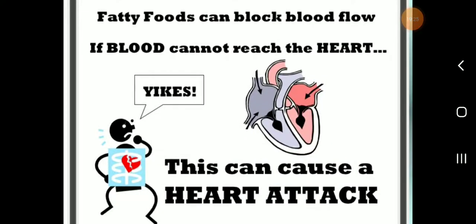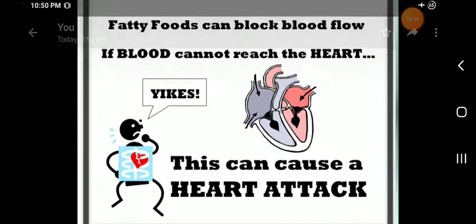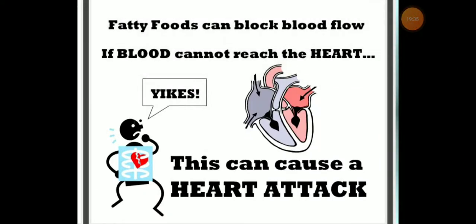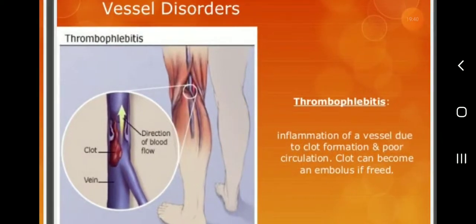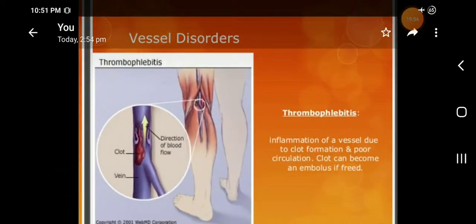Listen, fatty foods can block blood flow so that blood cannot reach the heart. This can cause a heart attack. All of you know the heart attack disease, students? Okay, vessel disorders: thrombophlebitis, inflammation of a vessel due to clot formation and poor circulation. The clot can become an embolus if freed.